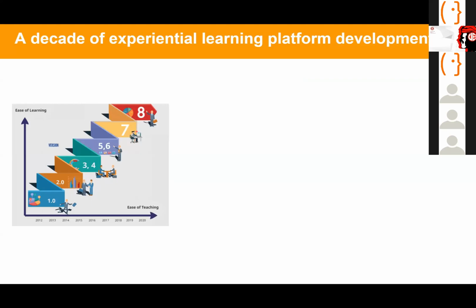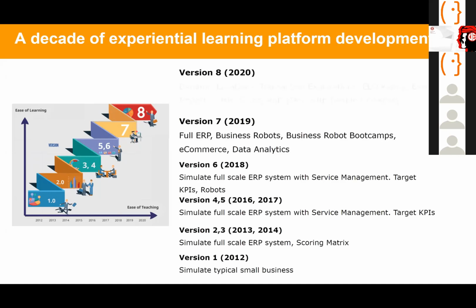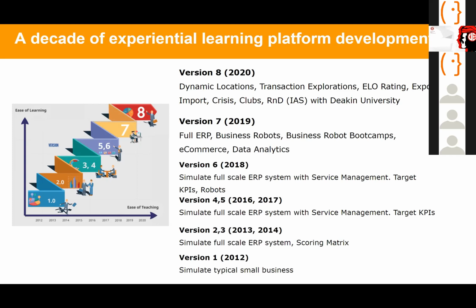We have a decade of development. From 2012 until now, we have gone through versions 1, 2, 3, 4, 5, 6, 7, and 8. And here is what we have done. In 2012, we started with a very small, typical business. Then from the bottom up, in 2013-14, we put in the entire full-scale ERP and also scoring metrics. In 2014, and then 15, 16, 17, versions 4 and 5 were released, and we had the full-scale ERP plus service management. We also introduced the concept of target KPIs for your measurement.